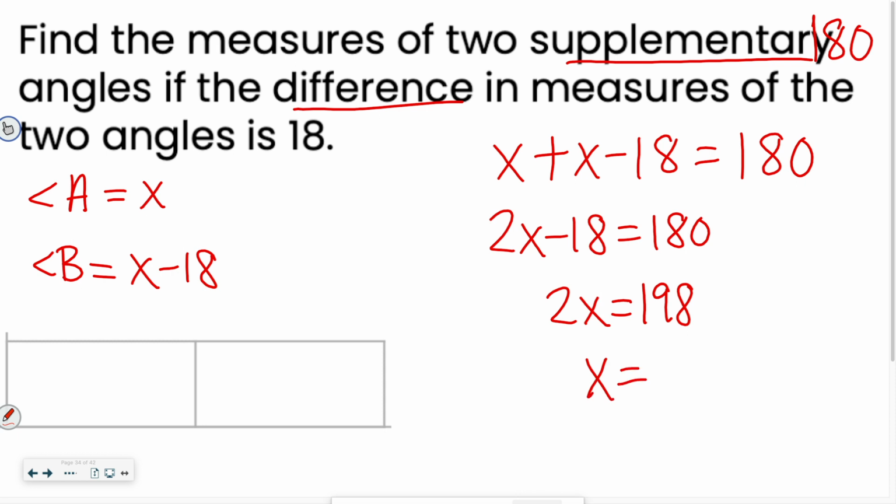Anyone get an answer for x? Me too. 99. So let's say angle A is 99. How do you find angle B? Sure, you can subtract from 180, or you can just plug in 99 right here, right? 99 minus 18 is what? 81.